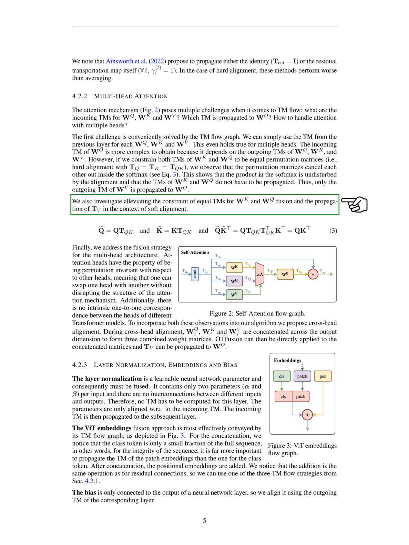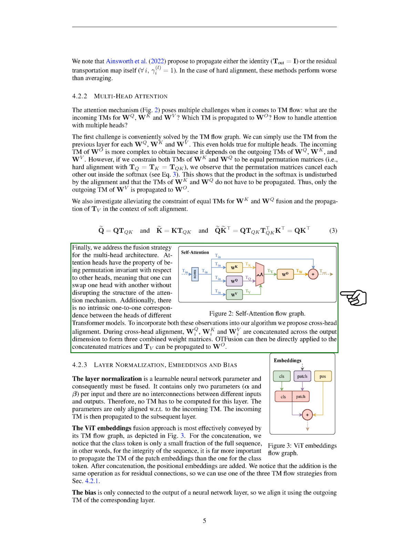We also explore the possibility of relaxing the constraint of equal TMs for the weight matrices W-K and W-Q and the propagation of T_V in the context of soft alignment. We then address the fusion strategy for the multi-head architecture. Attention heads are permutation invariant with respect to other heads, which means that one head can be swapped with another without disrupting the attention mechanism structure. Moreover, there is no inherent one-to-one correspondence between the heads of different transformer models.